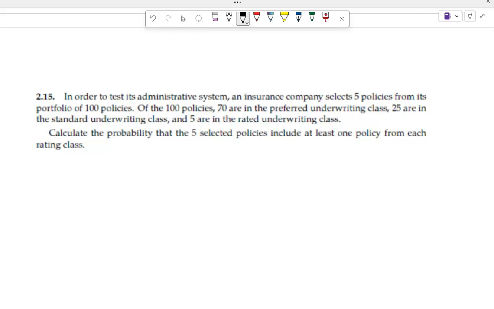So what would the size of your sample space be? Again, we're choosing 5 from a group of 100. We're going to do this without replacement, right? Because we're going to select 5 different policies. So what's the size of your sample space going to be? 100 choose 5? Good.